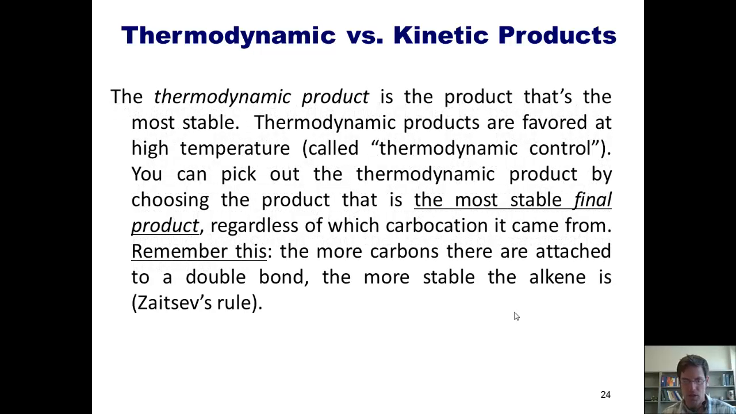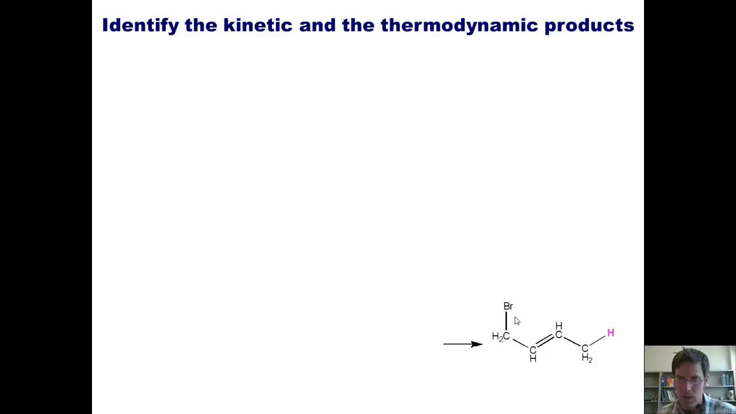Now, in contrast, the thermodynamic product is the product that's the most stable final product. Thermodynamic products are favored at high temperature, called thermodynamic control. You can pick out the thermodynamic product by choosing the product that is the most stable final product, regardless of which carbocation intermediate it came from. Remember this: the more carbons there are attached to a double bond, the more stable that double bond is. That's called Zaitsev's rule. So let's apply that back to our previous example.